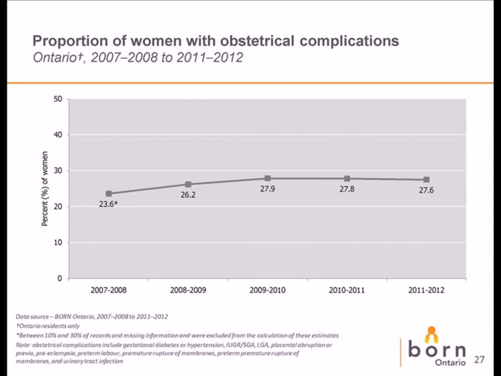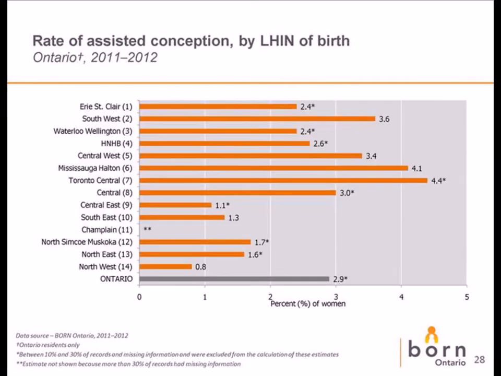And the same thing related to obstetrical complications. You can see at the bottom what's included in that, which are things like gestational diabetes or gestational hypertension, growth restriction in the baby, abruption, previa, preeclampsia, things that happen during the pregnancy that are directly related to obstetrical issues. And so, again, we've seen a leveling off in the last few years, so we're probably pretty close to what the right amount is.